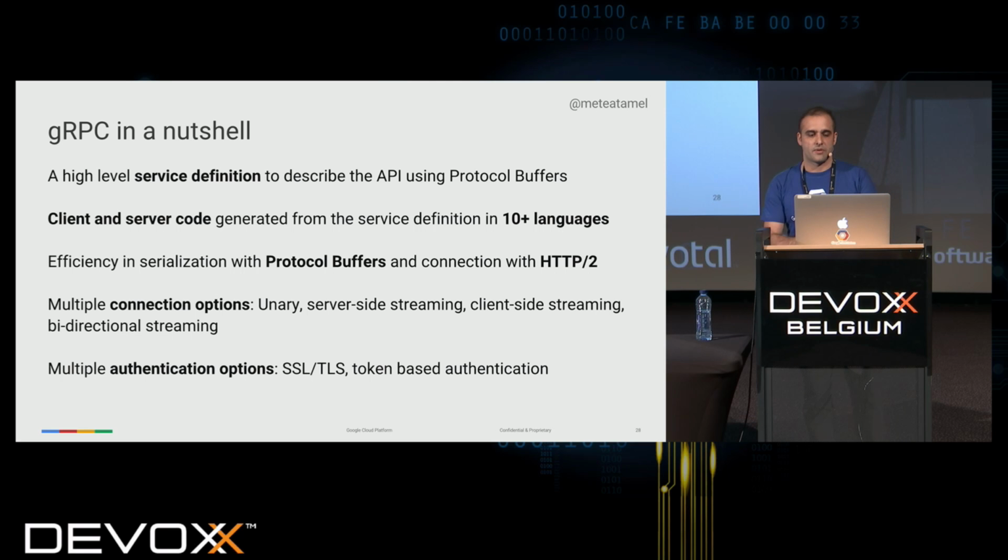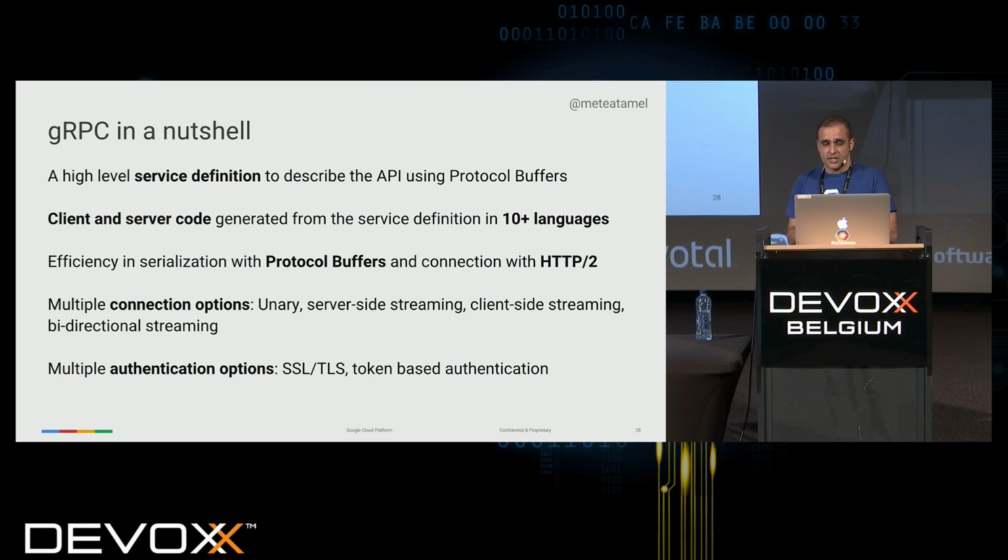And I'm going to show you some of these later. So from the service definition, you generate code. So you generate client-side code and server-side code. And this code can be generated in like 10 plus languages. This is also great because you don't start from scratch. You get like a starter code that's given to you by gRPC, and then you can just extend from that code and get started that way.